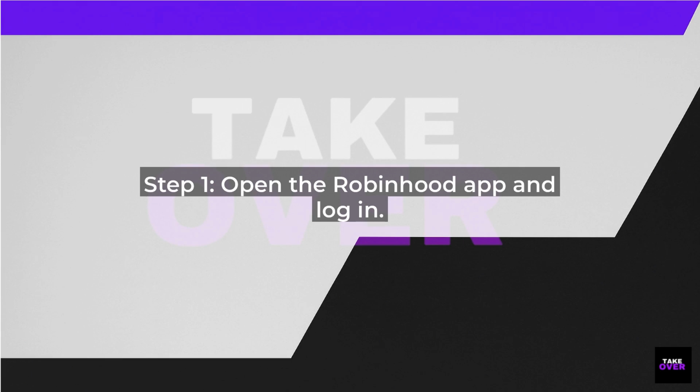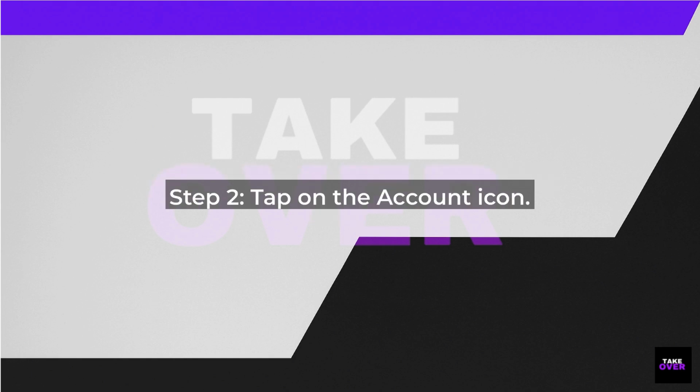Alright, let's get into the step-by-step process. This is straightforward, but always double-check on your own app as updates might change things slightly. Step 1. Open your Robinhood app and log in to your account. Make sure you're on the home screen. Step 2. Tap on the account icon, usually at the bottom right corner. It's the one that looks like a person silhouette.